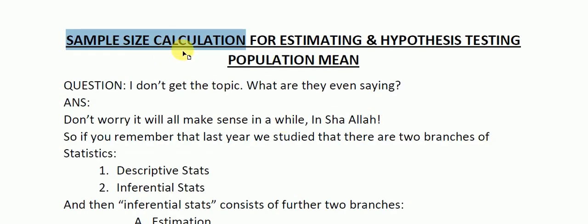Bismillahirrahmanirrahim. So over here we'll discuss the biostatistics that we covered this year, and we have basically three topics that we covered this year in the MSK module. So number one is the sample size calculation, then the second one is the t-test, and the third one is the chi-square test. So starting off from the first one, sample size calculation.